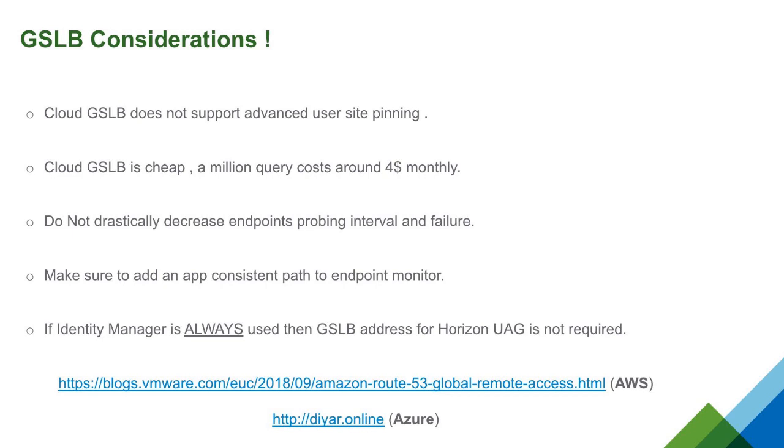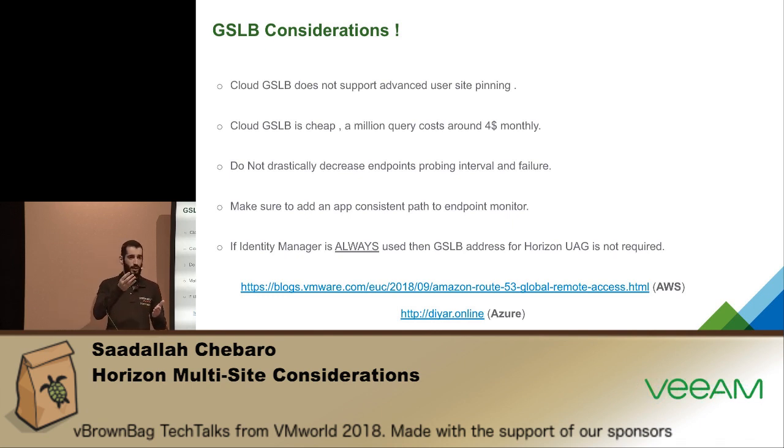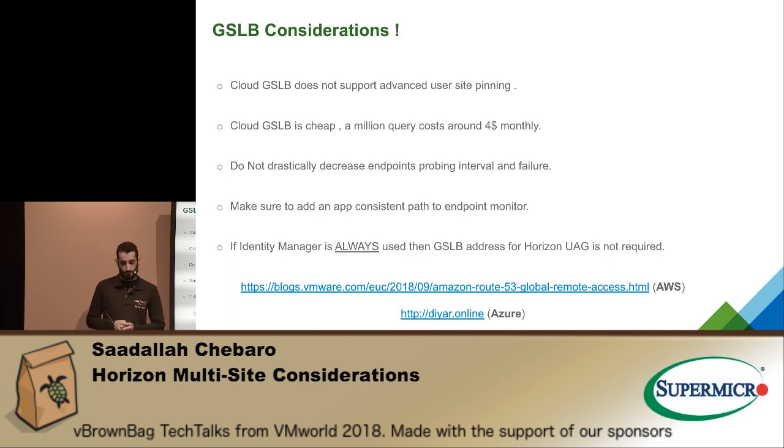Make sure to put an app-consistent path. So when your GSLB is monitoring your service, it's not just monitoring your web server, right? Because your IaaS server or Apache server can be up, but your application inside the server can be down. So you need to put a full path to something that represents an application. With Horizon, we have an icon path inside Horizon Connection Server, which makes sure that the service is up and running.